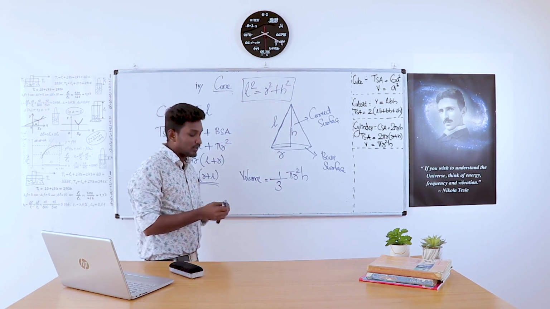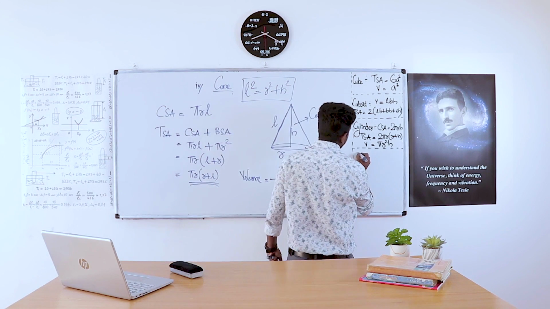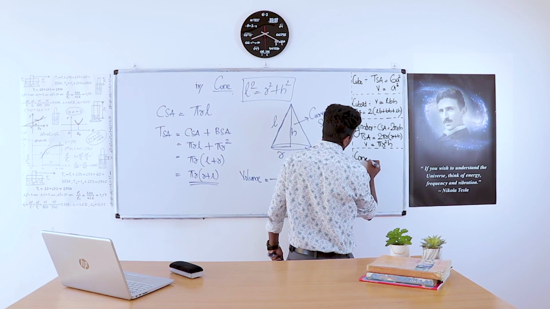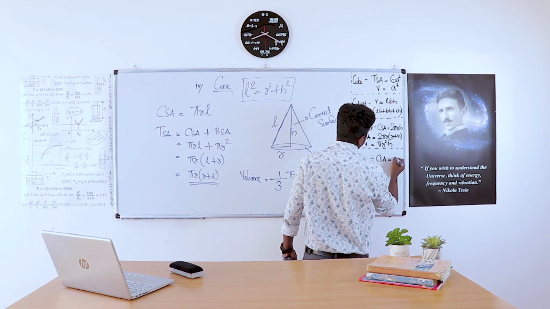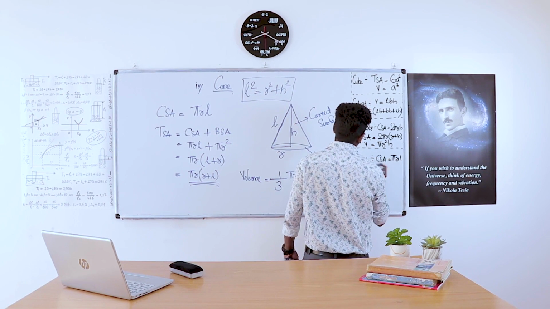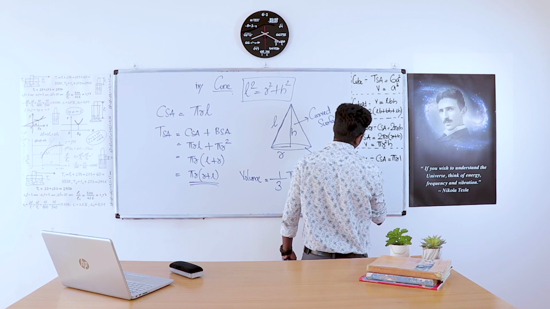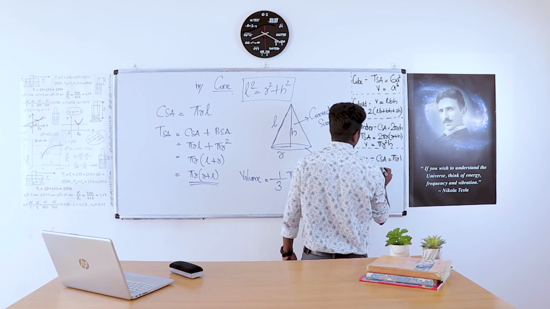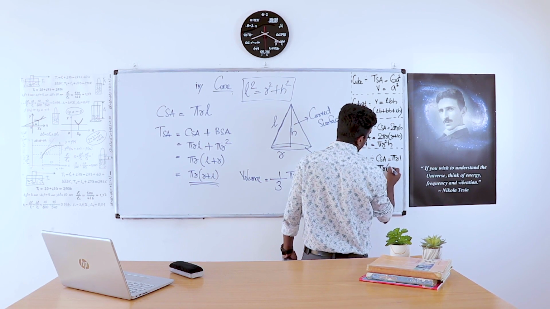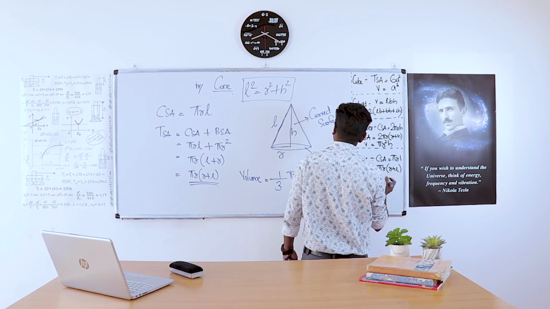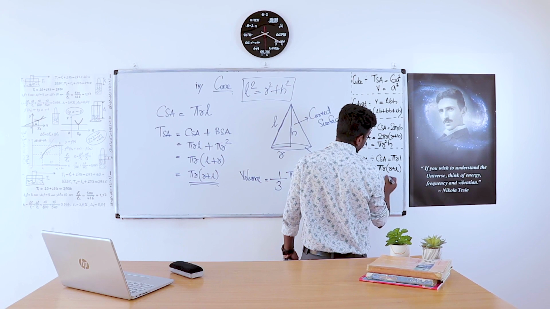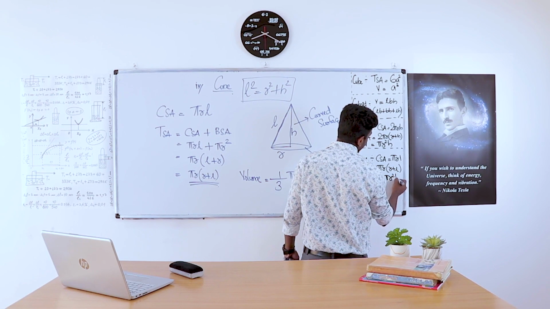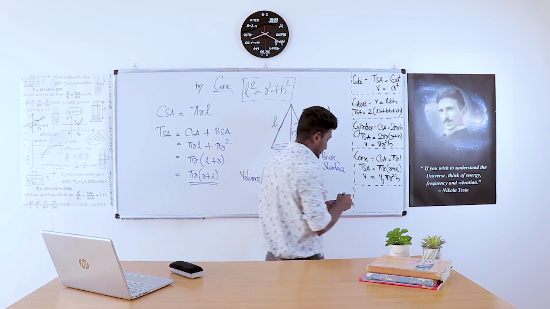So this is the fourth figure, which is cone. For a cone, curved surface area is pi RL, total surface area is pi r into R plus L, and volume is 1 by 3 pi r square h. So now we completed 4 shapes.